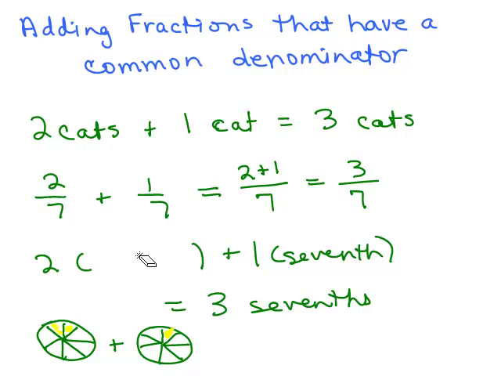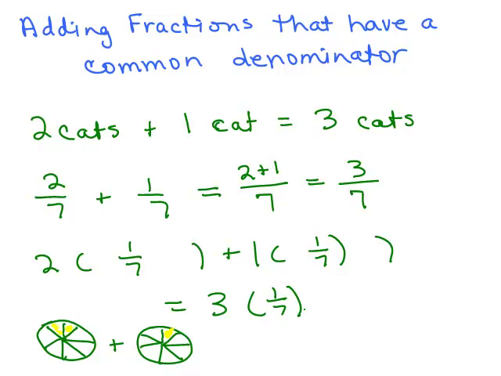So instead of writing sevenths in words, it really also makes sense to say I've got 2 sevenths plus 1 more of these sevenths, and my answer is I've got 3 of these sevenths. Okay? Sort of like 2 cats and 1 cat equals 3 cats. All right, so let's do some problems where we've got fractions that have a common denominator. See how we do. Let's take 4 ninths plus 1 ninth.